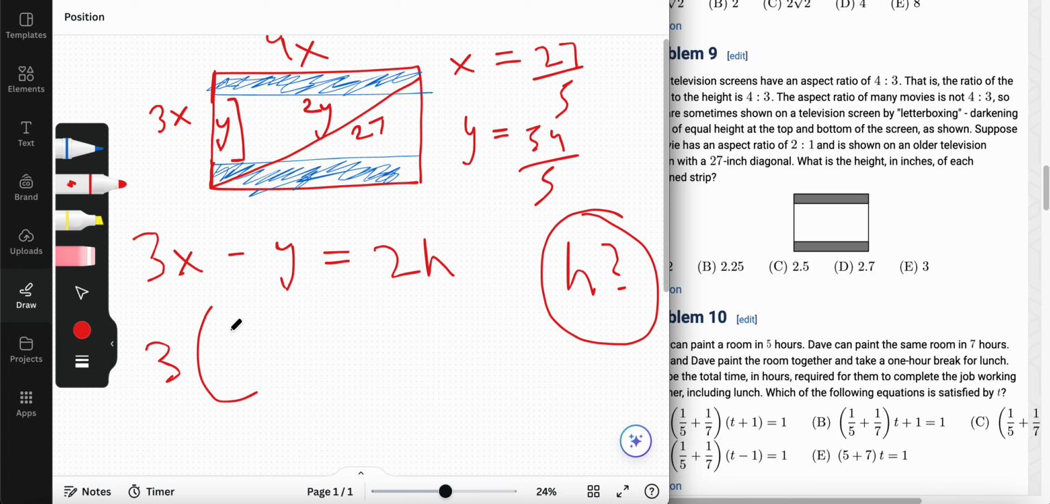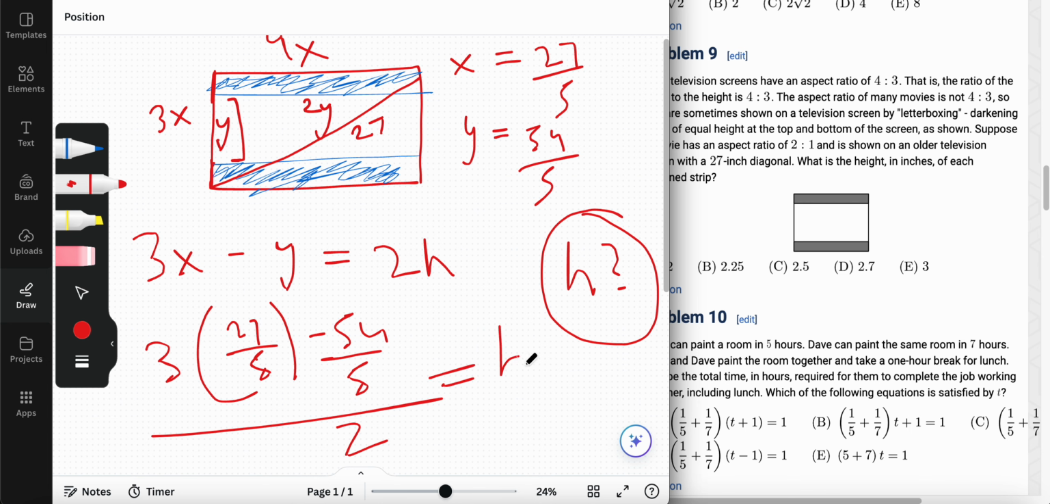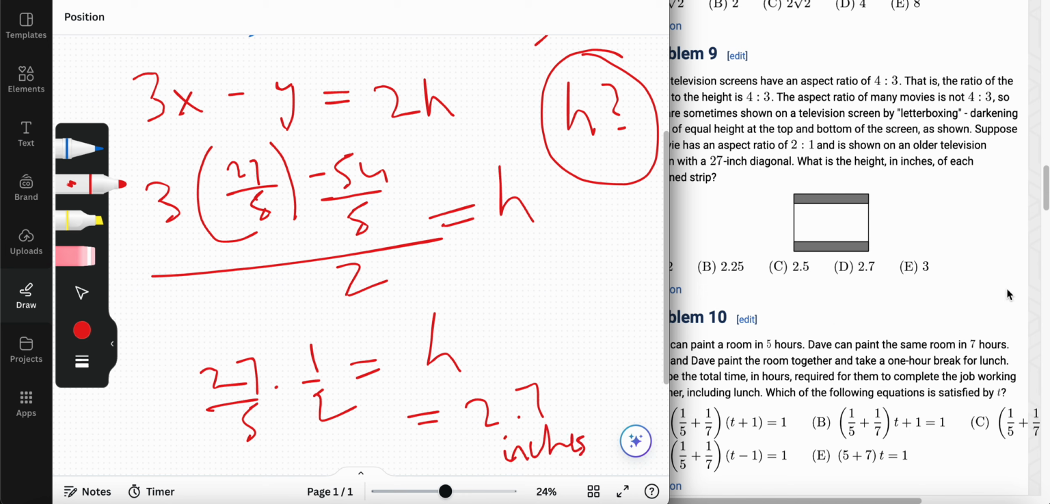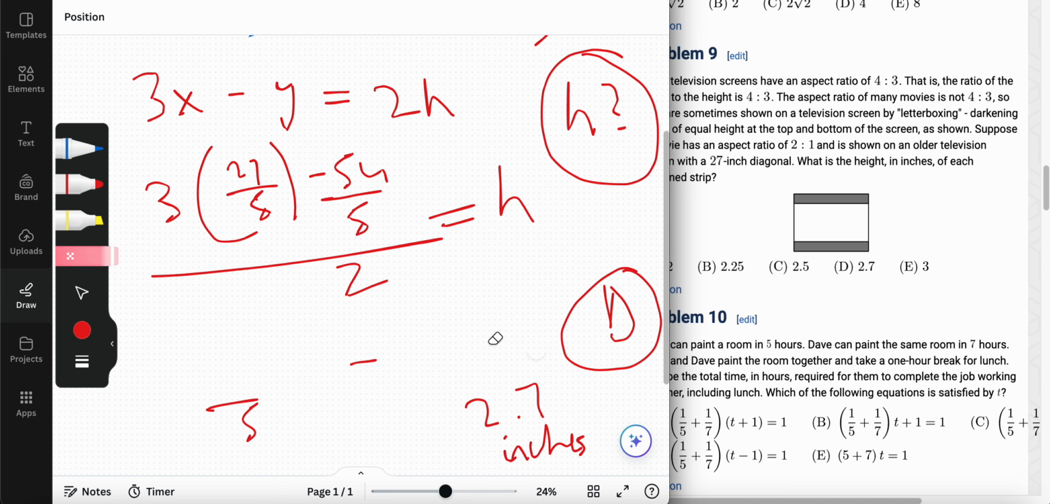3 times 27/5 minus 54/5. And we can divide all of that by 2 to find h. 3 times 27 is 81. 81 minus 54 is 27, 27/5 times 1/2 is equal to h. This is 2.7 inches, which is D, because we're trying to find the height.